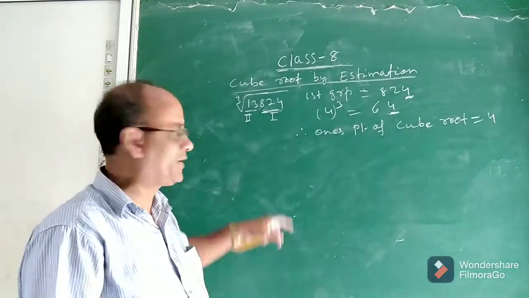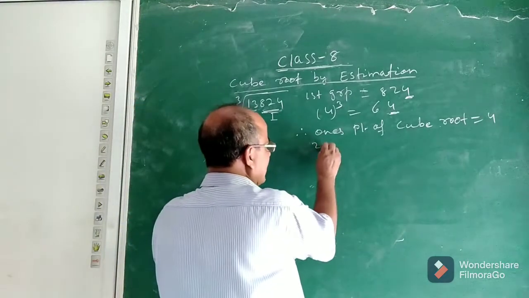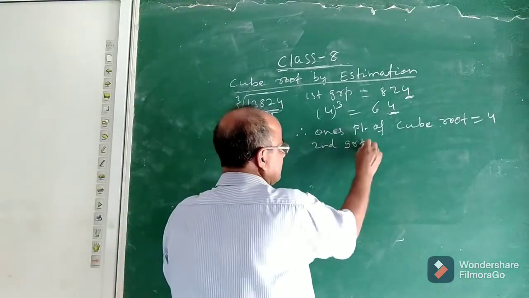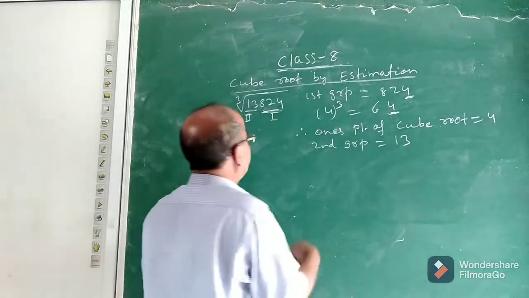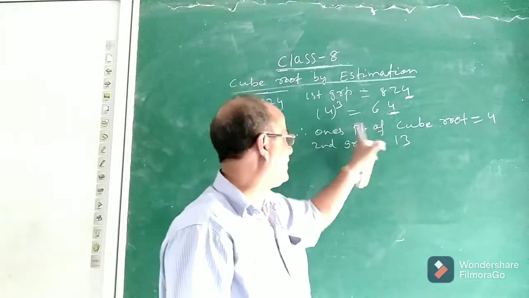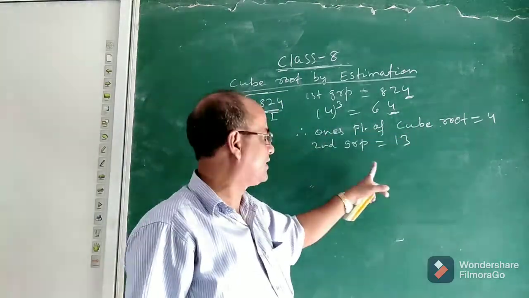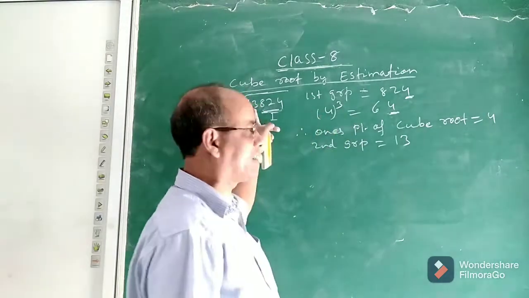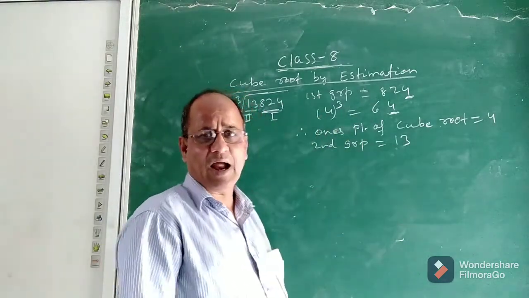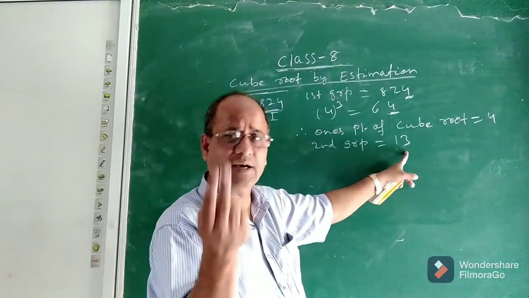Now how to find the other place? Look at the second group. What is the second group? In this particular question, the second group is 13. So what is the next step? After finding the ones place of the cube root, which is the second group? It is 13. And what is your aim now? Now what you will do? Find the 2 nearest perfect cubes.